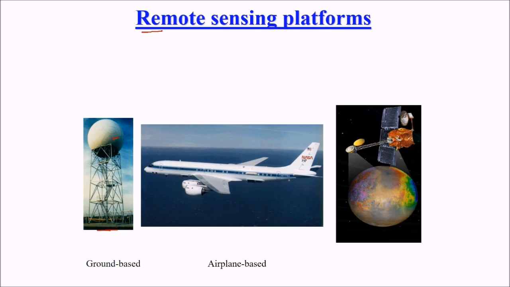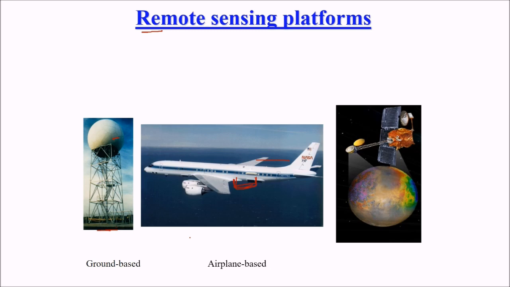This is a kind of airplane, specially designed, where you have remote sensing sensors, and there is a flight sequence. That flight is for a required region.